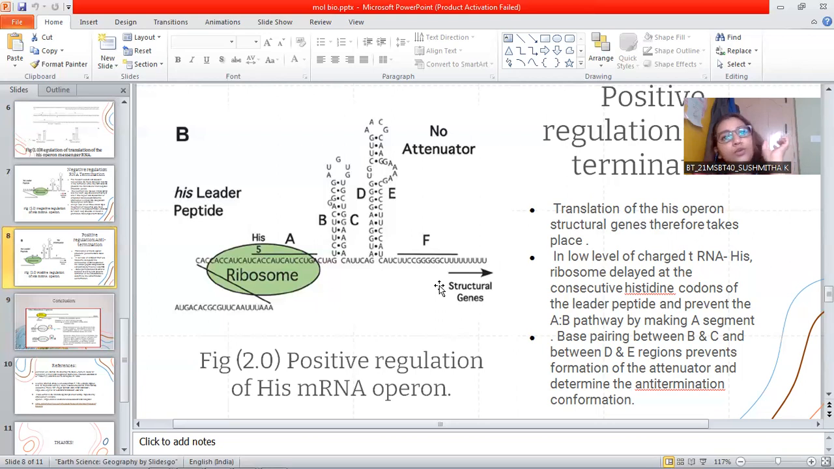Just that I didn't tell you which is negative and which is positive there, because I wanted to relate over here with low and high levels of histidine. So again, because of this F region, the structural genes are being synthesized, and these structural genes will help in the synthesis of enzymes that are involved in histidine biosynthesis. So that's how histidine is synthesized.